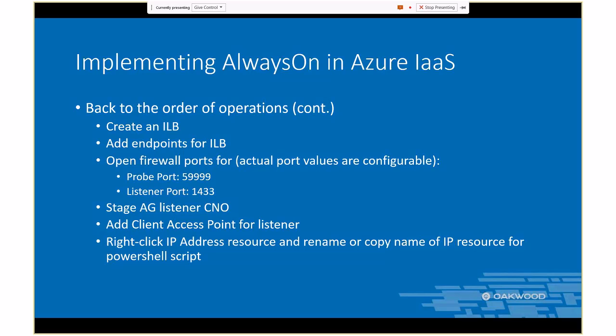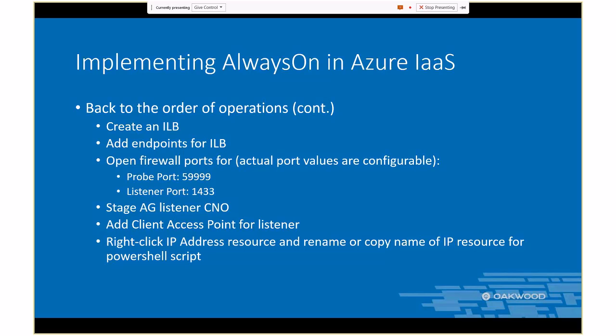Another thing that I would recommend is staging the listener's computer object. The reason for this is you need to make sure that the cluster computer object has specific permissions to the listener. Otherwise, whenever you try and bring the listener online, it's going to give you an error and it won't actually come online. So for that reason, I recommend that you usually stage the computer object for the AG listener, assign the permissions, and then you go back into Windows Failover Cluster Manager and add a client access point for the listener.